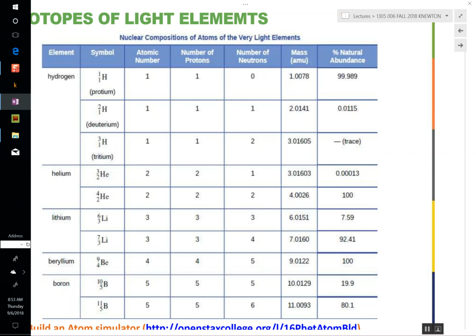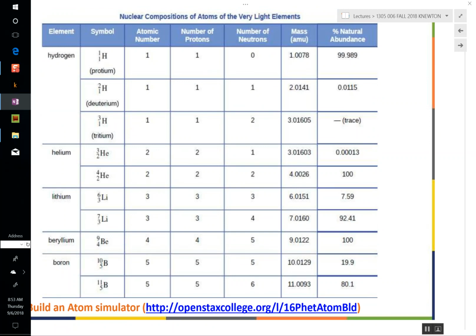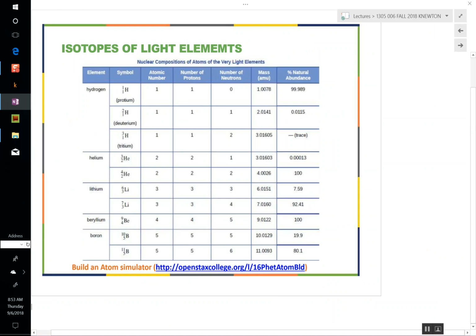Lithium. So you can go to Google or OpenStax and look up all the elements, and you'll see different elements have different numbers of isotopes. Beryllium here looks like it doesn't have any isotopes, just beryllium with 5 neutrons. So it's beryllium 9. You could walk right on down through there to oxygen. Okay, back here, boron.